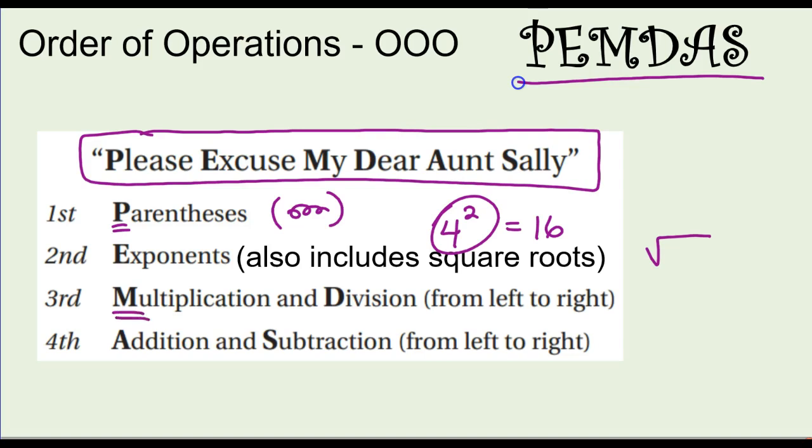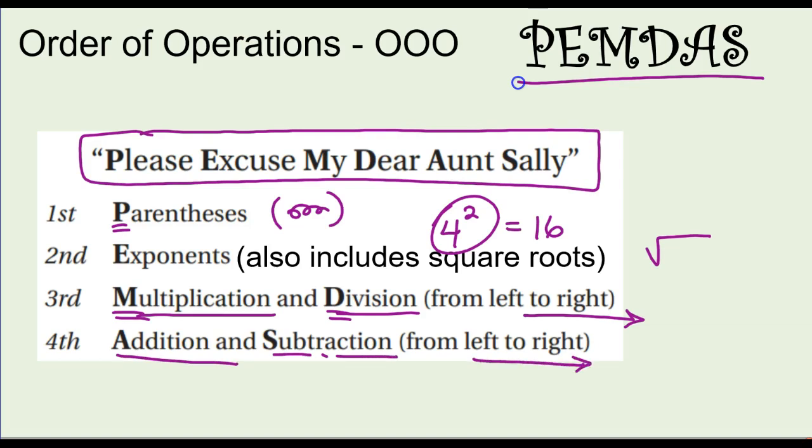Next, the M and the D. Multiplication, so write down multiplication for M, division for D, and we always do those from left to right, just like you would read a sentence from left to right. And then the last step, A is for addition, S is for subtraction. And we do those together, again, from left to right.